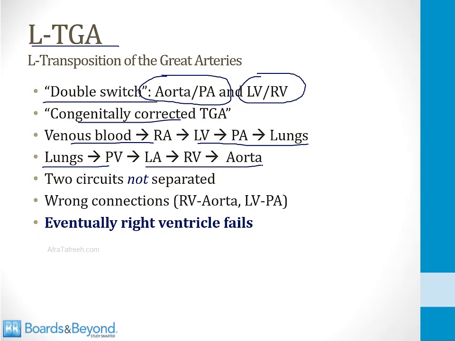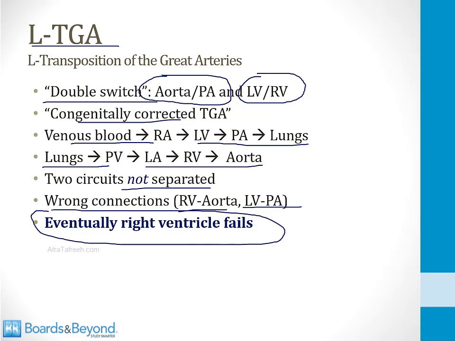So the bottom line here is that you have two separate circuits, but they are not separated as they are in DTGA. And the reason they're not separated is because you have the wrong connections, the right ventricle to the aorta and the left ventricle to the PA. All this circuitry can get very confusing, but the key thing that you want to remember about LTGA is that the major clinical problem is that eventually the right ventricle will fail. In LTGA, the right ventricle is hooked up to the aorta, and the right ventricle cannot tolerate that systemic load. So children with this condition, if it's not surgically repaired, eventually die of right heart failure.